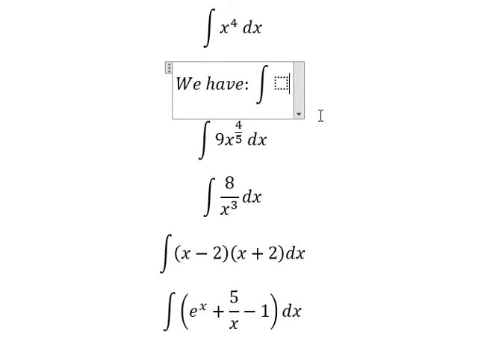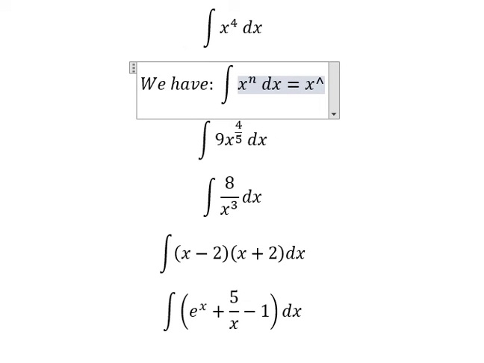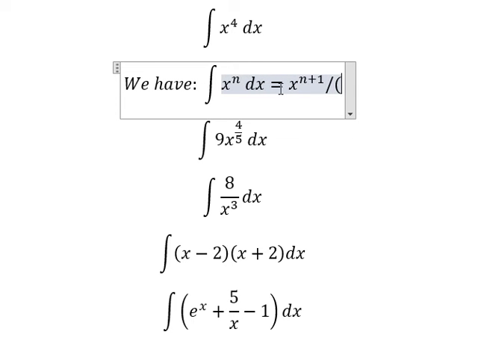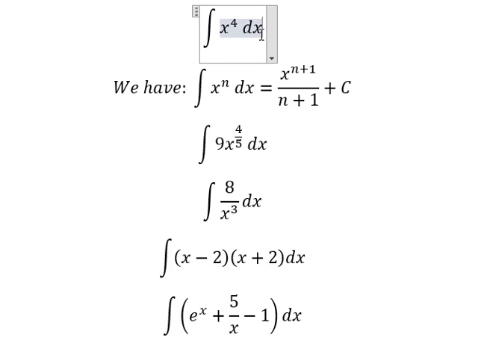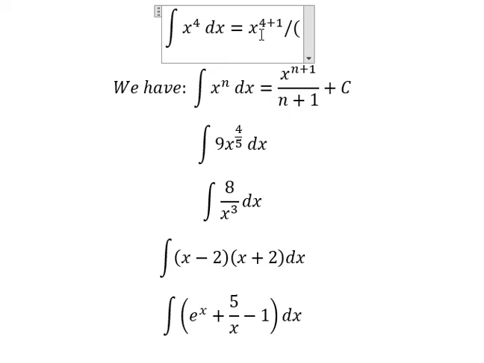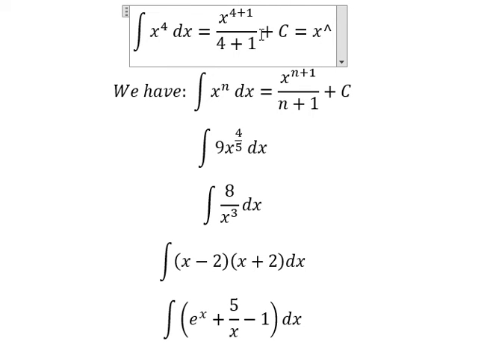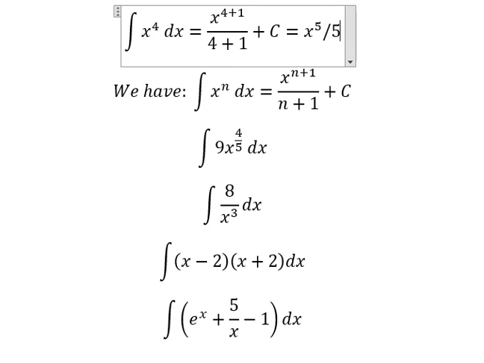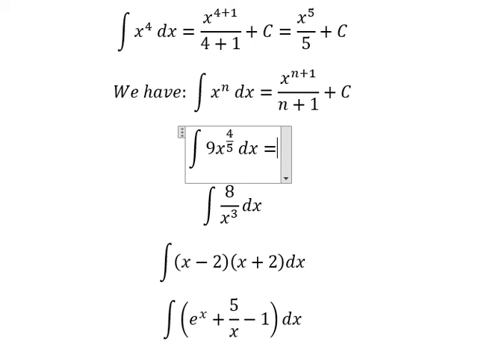That is about the integration of x to the power of n dx. We get x to the power of n plus 1 over n plus 1, and we put plus C. Now we can apply this one in here, and you get x to the power of 4 plus 1 over 4 plus 1, and we put plus C. And this one you get x to the power of 5 over 5, and we put plus C. Now we can apply the similar for this one.